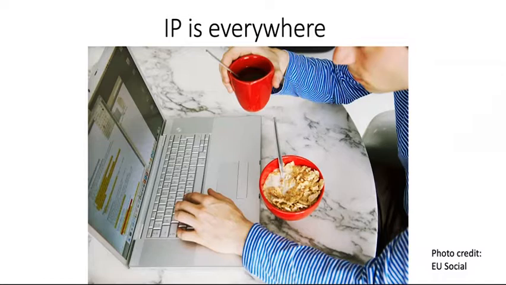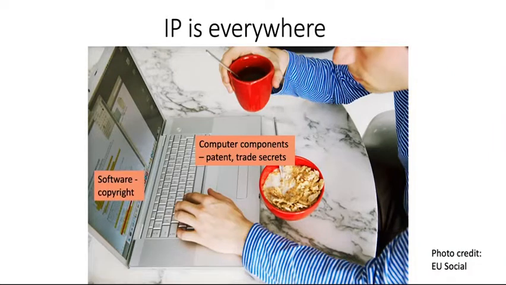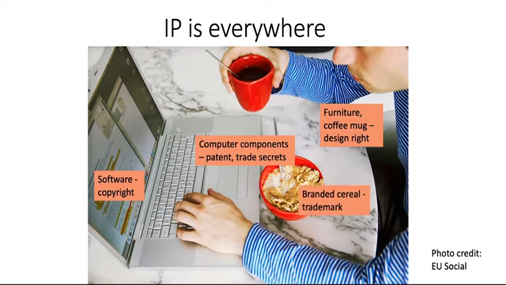First of all, in the computer, we have different components that are protected by patents, and the tech industry also relies on trade secrets a lot in order to get advantages on the market and to protect key information. Secondly, the software that this man is using to write up his work is protected by copyright as a literary work. Thirdly, the furniture and crockery in this picture is protected by design right, which is all about the 3D aspects of products. And finally, the cereal that this guy is eating is probably branded, and elements of that brand can be protected by trademark. So things like name, lettering, and colors.